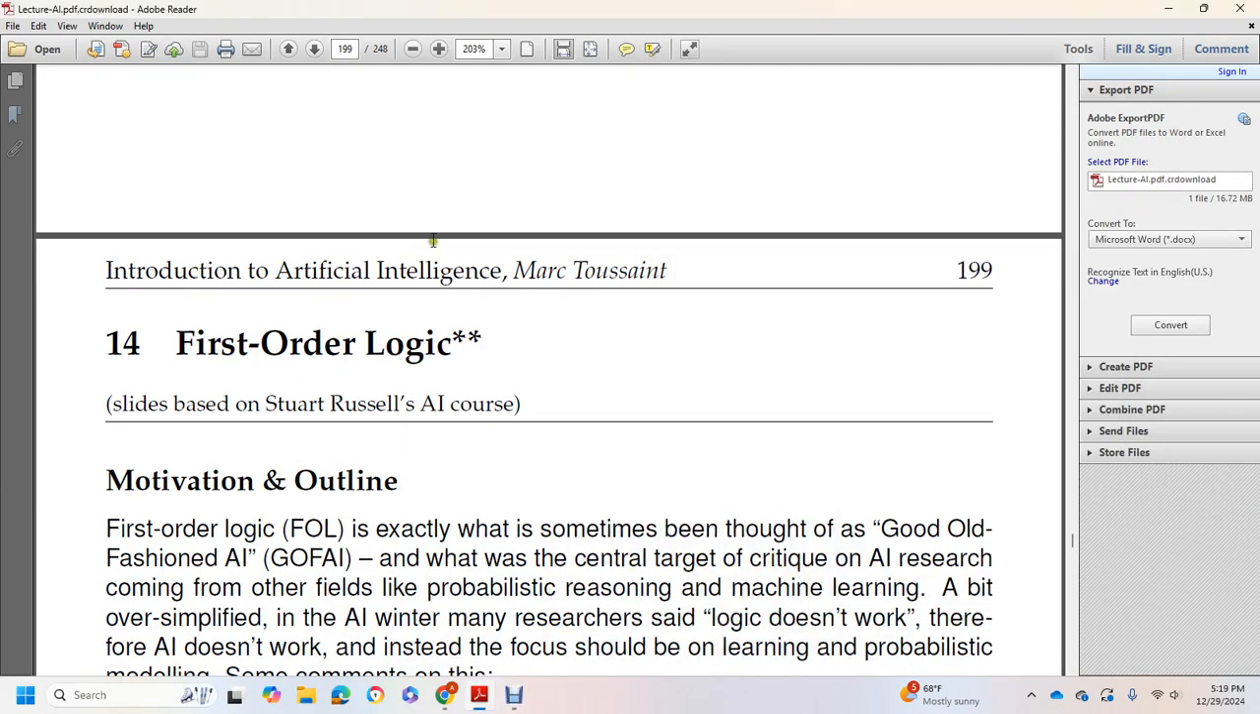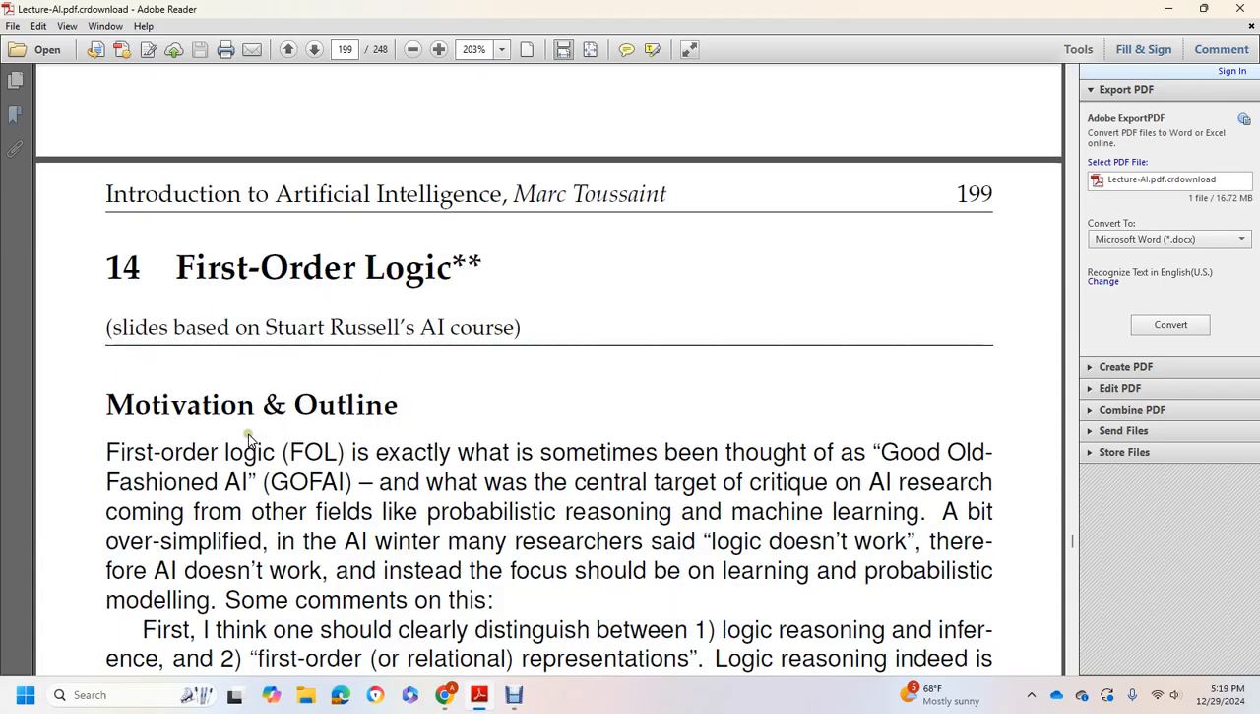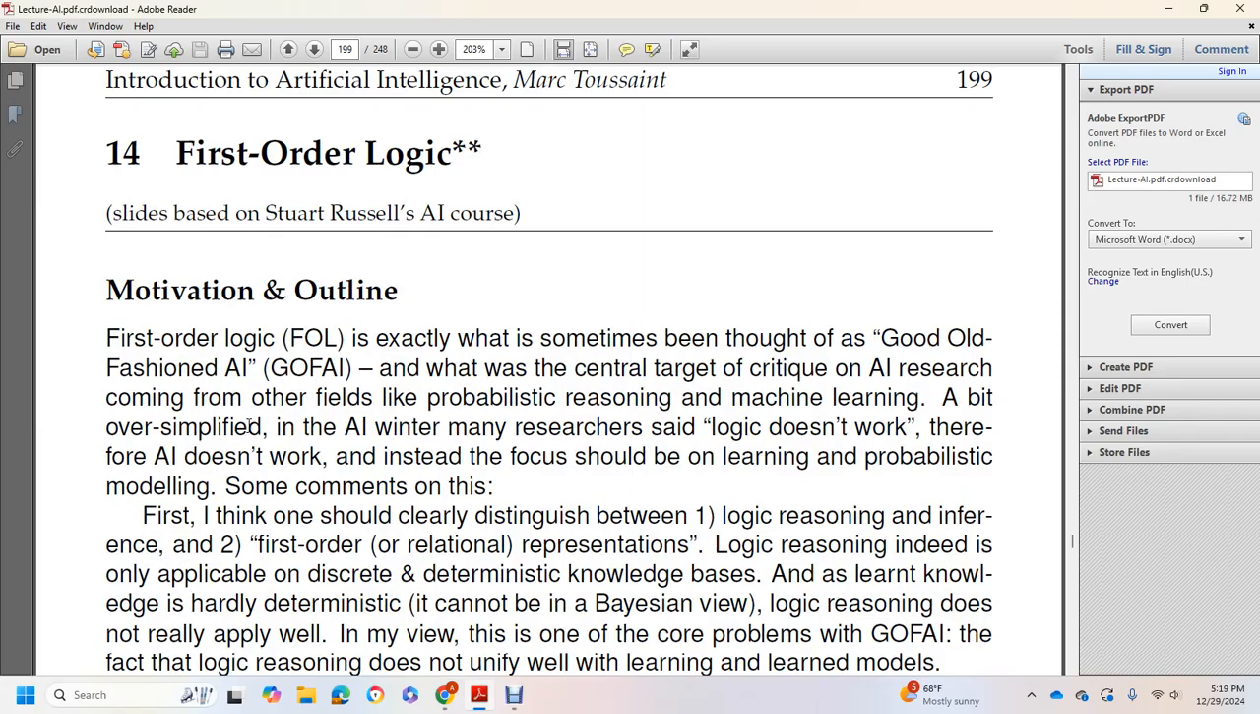Alright, Introduction to Artificial Intelligence, Marc Toussaint, Chapter 14, First Order Logic, Motivation and Outline.